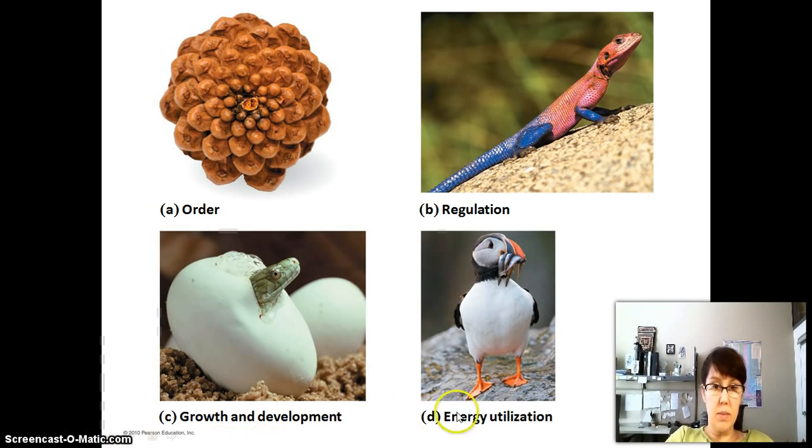Living organisms need energy in order to regulate themselves, grow, and develop. And here we see a puffin eating sardines. They're fish-eating birds, and the puffin is what we would refer to as a carnivore. It's eating meat. But other organisms can get their energy in different ways. Plants get their energy from the sun, and some bacteria can get their energy from other sorts of chemicals.